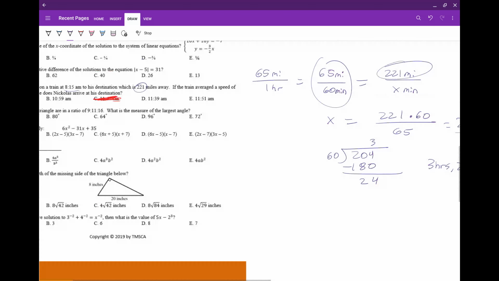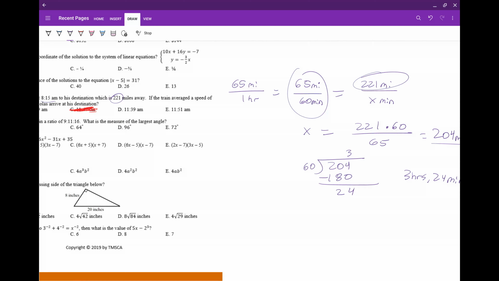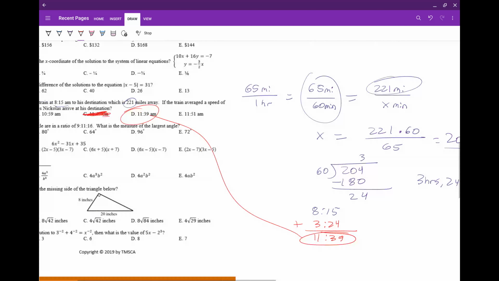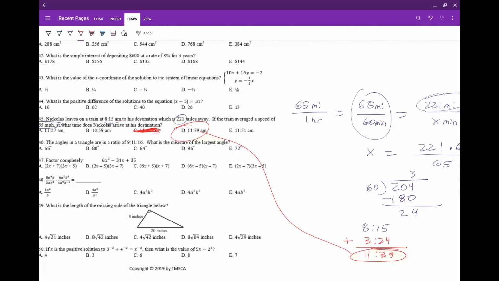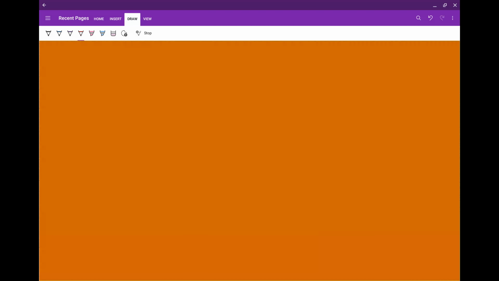That means we need to add 3 hours, 24 minutes to 8:15 a.m. So you have 8:15. We're adding 3 hours, 24 minutes. And that's going to be answer choice D, 11:39. It's AM because Nicholas leaves in the AM. And so that is question 45. It was interesting.